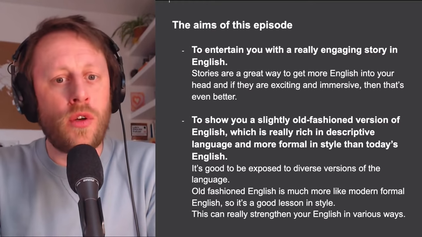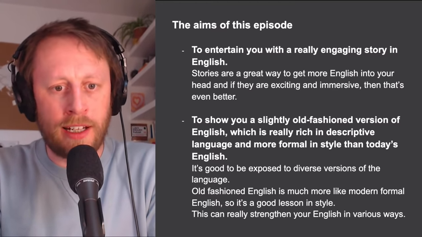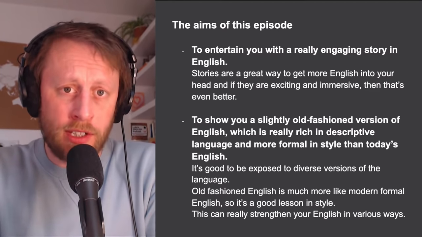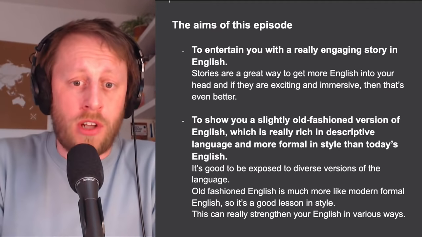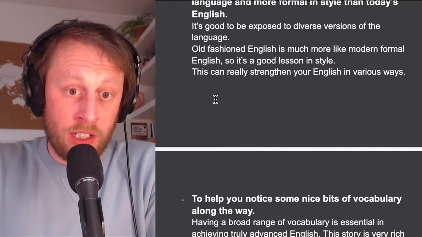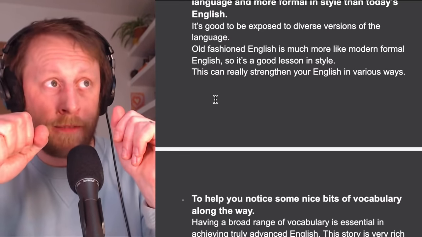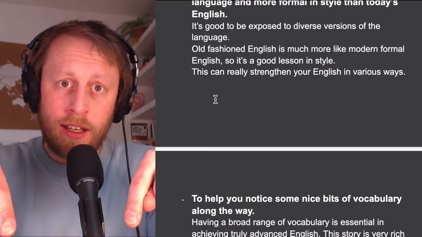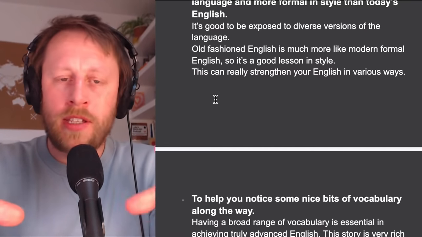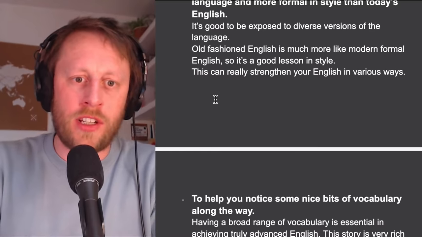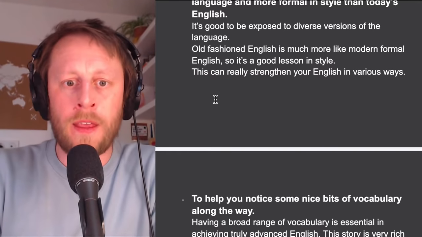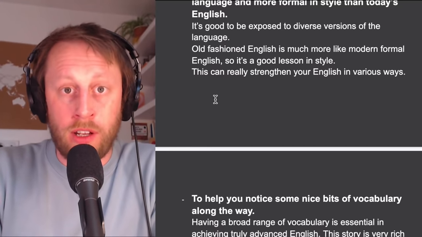Secondly, I want to show you a slightly old-fashioned version of English, which is really rich in descriptive language and more formal in style than today's English. It's good to be exposed to diverse versions of the language. Old-fashioned English is much more like modern formal English, right? So especially formal writing that we write today is much more like old-fashioned English was all the time. So basically, studying a bit of old-fashioned English is quite a good lesson in style. It will help you to understand formal English writing a little bit better, maybe. And this can generally just strengthen your English in various ways.